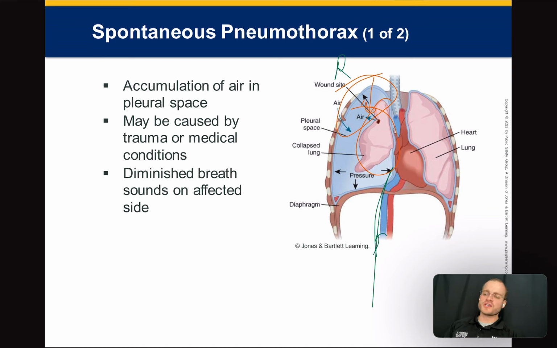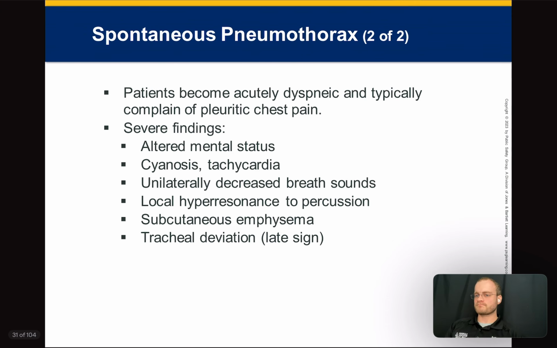okay? So watch on exams for people with emphysema or prior lung disease, or a young, tall, slender man. That's who it typically happens to, okay? Now, again, you can imagine someone with a collapsed lung, they'll complain of acute dyspnea, right? Typically, they'll complain of pleuritic chest pain, right? So chest pain up underneath the lungs, okay, has a distinct feeling, and it's described as pleuritic, okay?